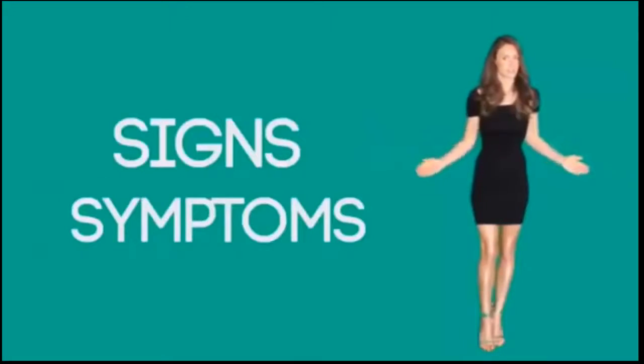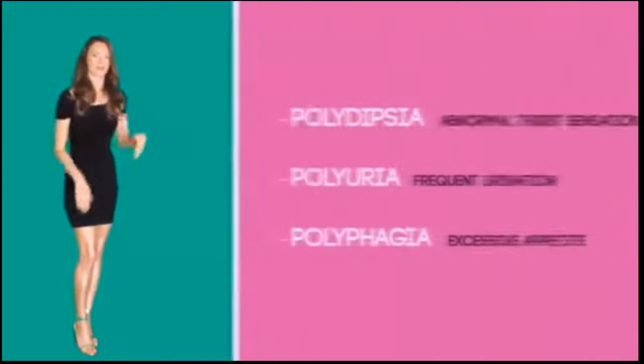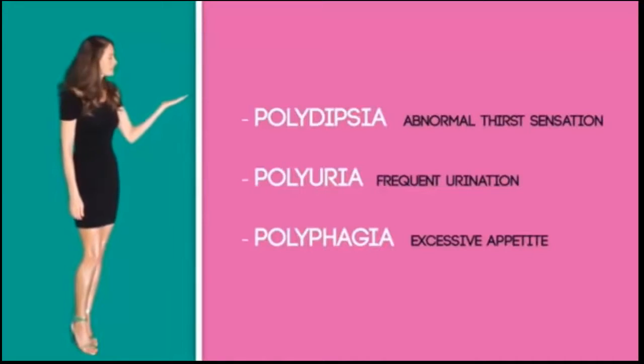Signs and symptoms. Signs and symptoms are almost the same for both type 1 and type 2 diabetes. There are three typical symptoms. They are polydipsia, which means an abnormal thirst sensation, polyuria, frequent urination, and polyphagia, which means excessive appetite.